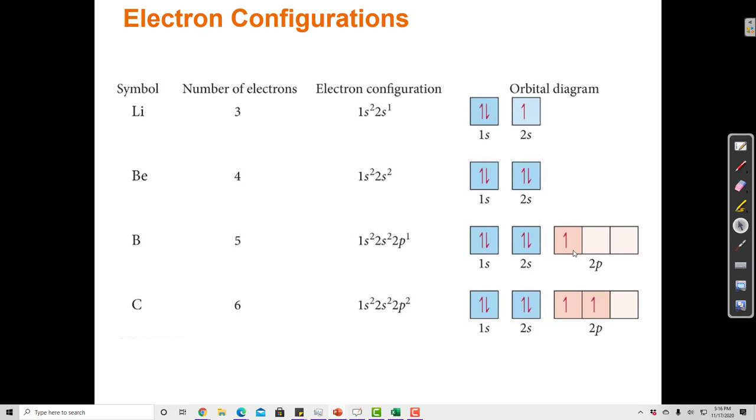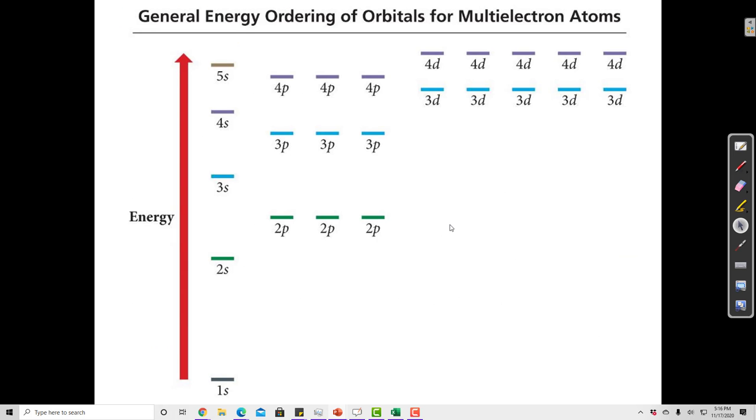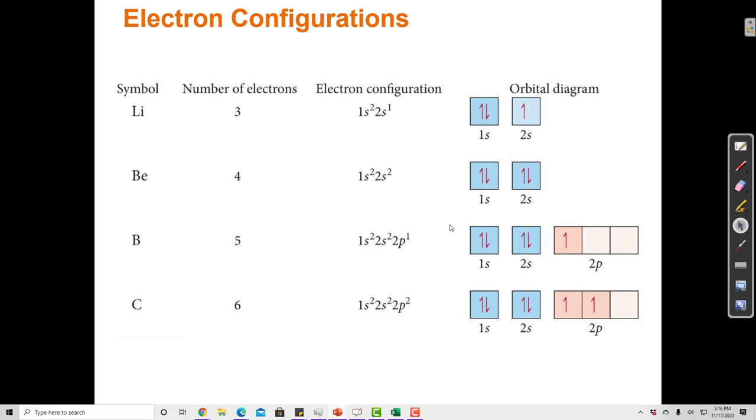They're equivalent. This horizontal map and the vertical map here are the same. This one is just kind of missing some information. So we can see here, lithium has 3 electrons. The electron configuration is 1s2 2s1: 2 electrons in 1s, 1 electron in 2s. And this is what the orbital diagram looks like.